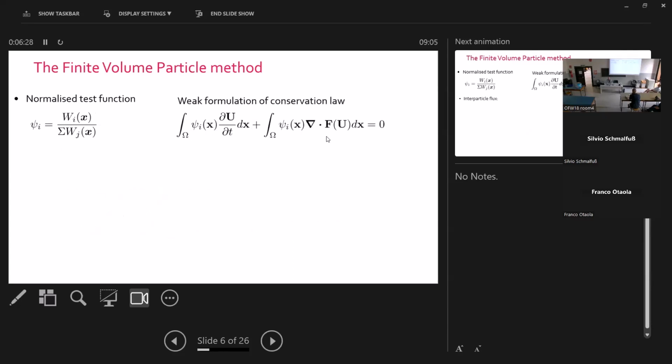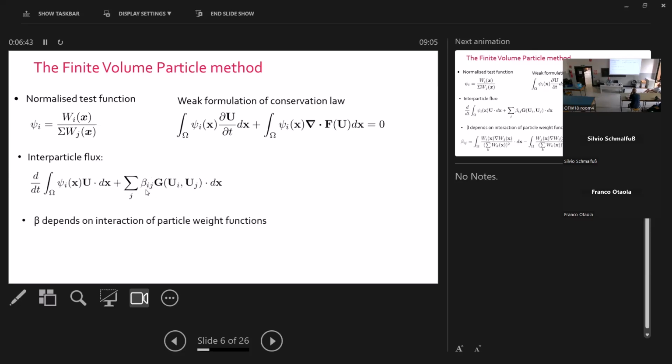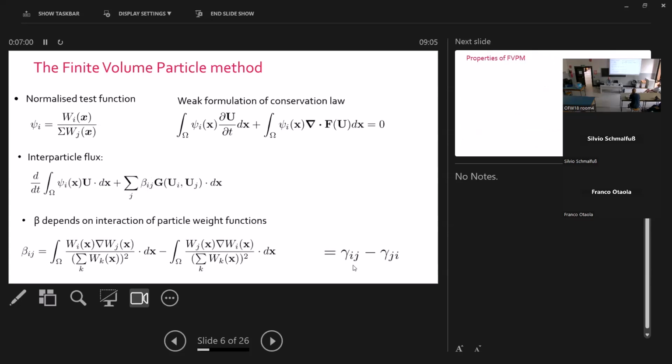Now in this scheme, the interparticle flux is calculated like so. On the right-hand side, you can see G(Ui, Uj), which is the numerical flux function. And this beta_ij here is a geometric constant, which depends on the interaction of the particle weight functions. I won't go through it all here, but you see the weight function of i and the weight function of j between two particles i and j, and it's normalized by all of the particles overlapping that spot. For convenience, I break this into two half areas. So I have gamma_ij and gamma_ji, one belonging to each particle.